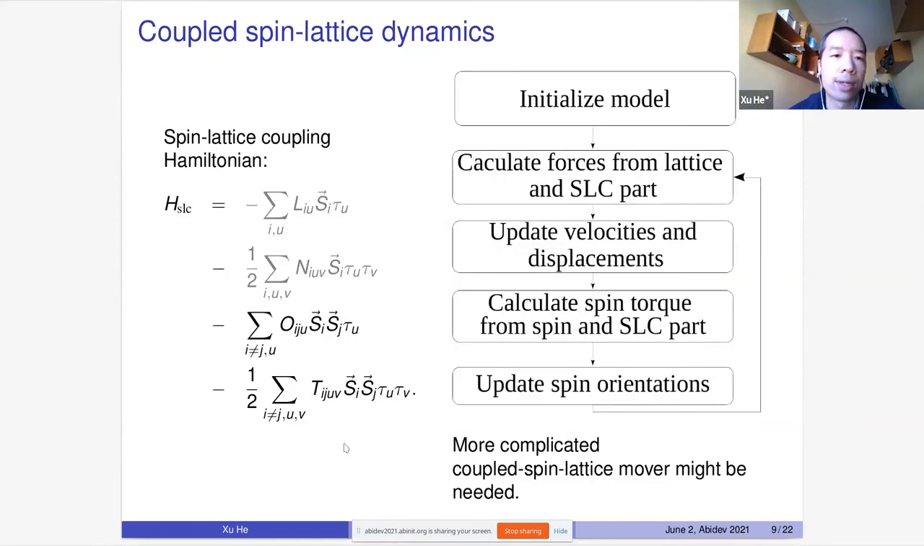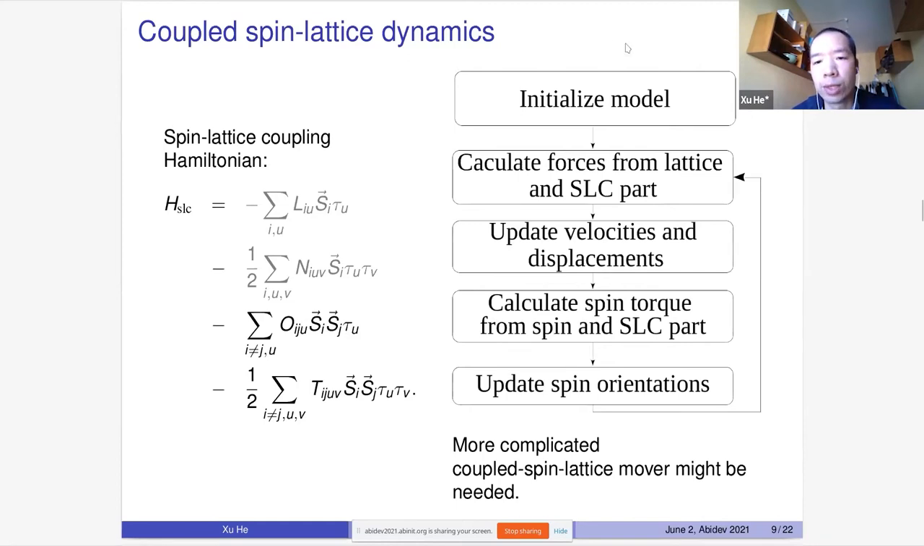The next thing I want to discuss is that we implemented the coupled spin-lattice dynamics in Multibinit. To do that, first we need to have a spin-lattice coupling Hamiltonian, which can be written as a Taylor expansion of the spins and the lattice distortions. With this we could calculate the effective magnetic field for each spin, and the force on each atom.